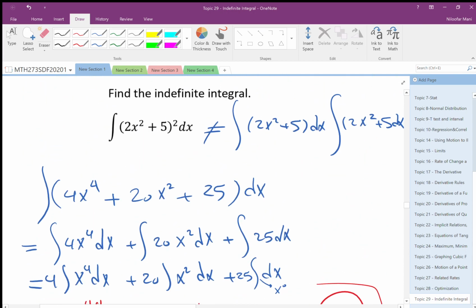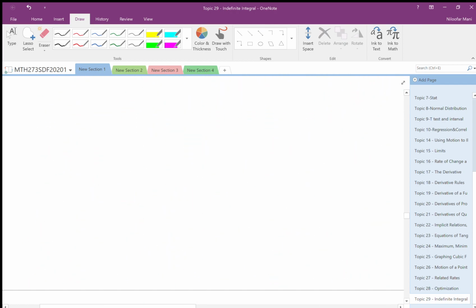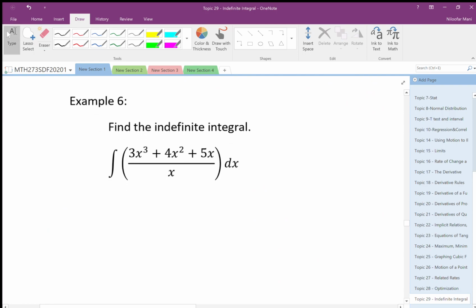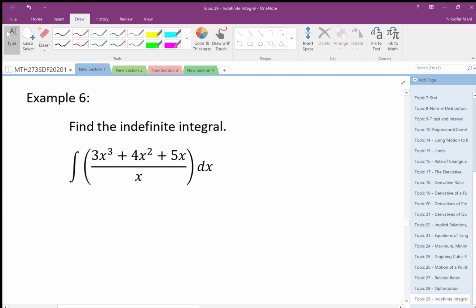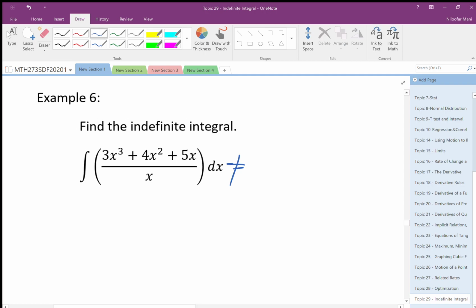So let me see if I didn't make any mistakes. If I did, just tell me. How about this one? I told you integral doesn't work for division. So it's not integral of the top divided by integral of the bottom. No, it doesn't work that way.